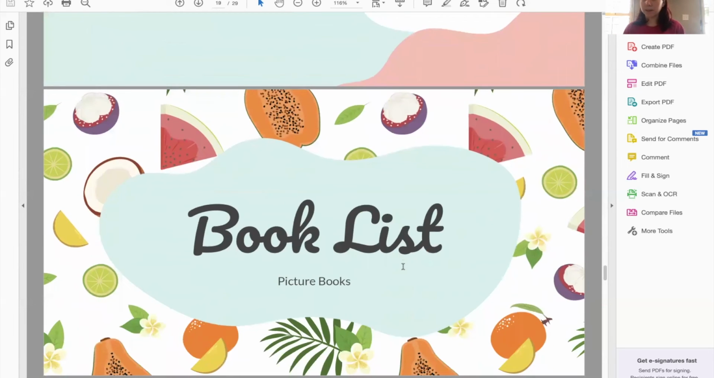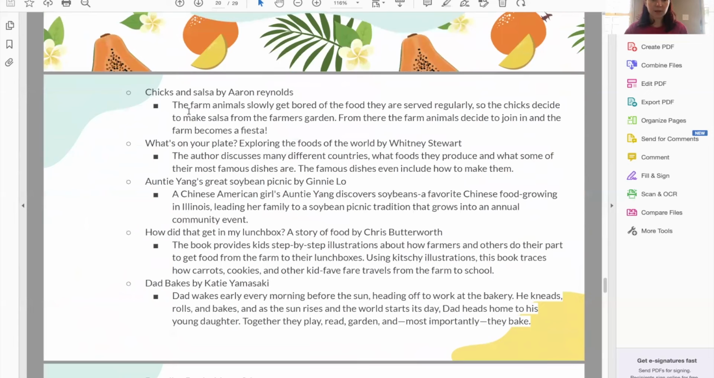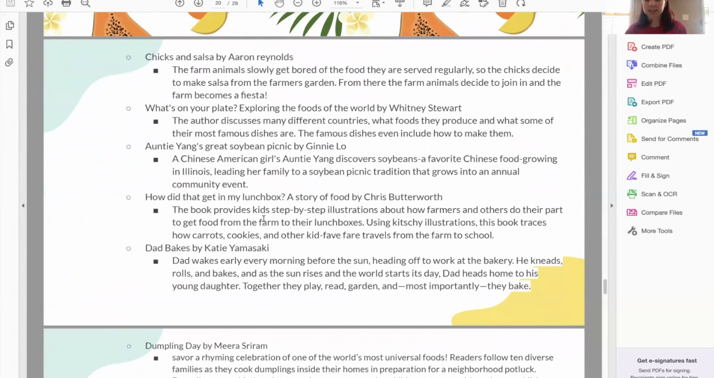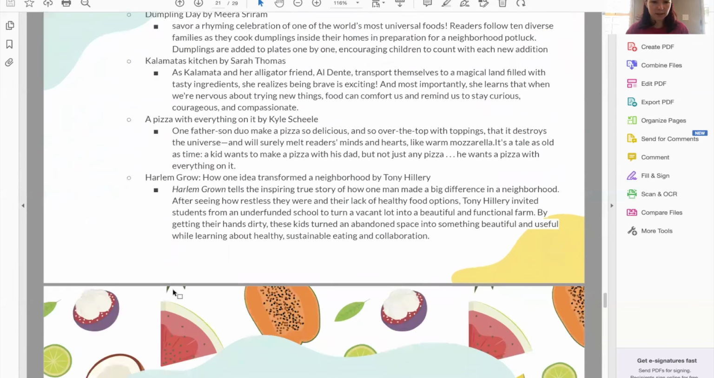And then, here's my book list. With the picture books, again, just a lot of lists of picture books, so Teach Chicks and Salsa, What's on Your Plate, How Did That Get in My Lunchbox? That's an agricultural science book. I think I talked about the majority of these. The rest of them I talked about, I just didn't talk about the plate.